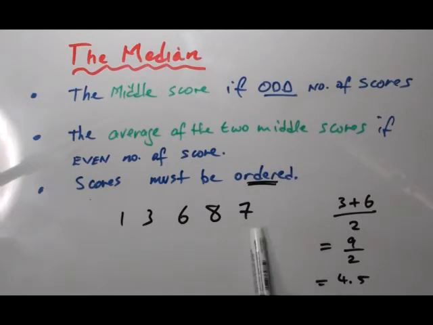So with an odd number of scores, you add 1, divide by 2, and that gives you the score you need to identify. Of course, the scores have to be arranged in an ordered way. Your scores have to be ordered. So with an odd number of scores, you add 1, divide by 2. With an even number of scores, you simply divide by 2, and it's that score plus the 1 after it.